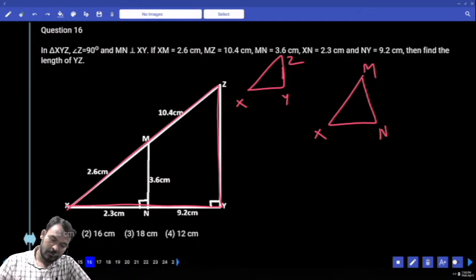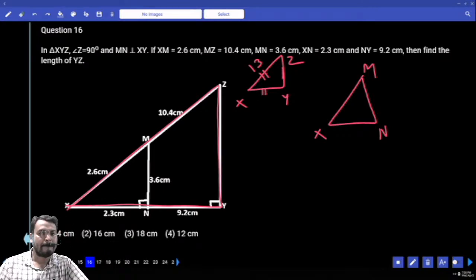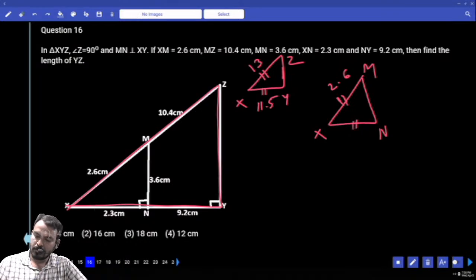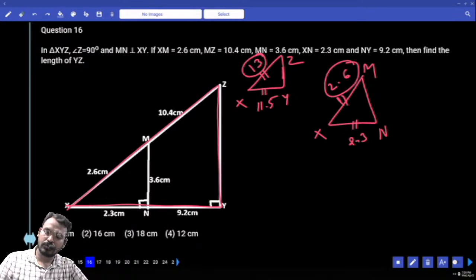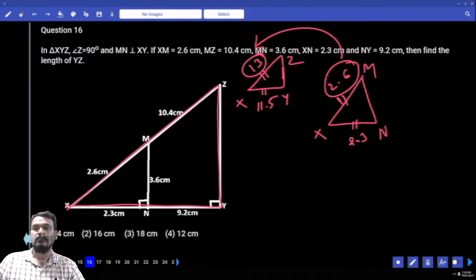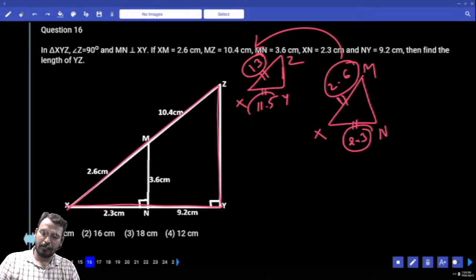Okay. First, what is the XZ value? 13, or not? What is the XY? 11.5. Next, what is the XM value? 2.6. What is the XN value? 2.3. 2.6, 13. Almost 5 times. 2.3 and 11.5, 5 times.